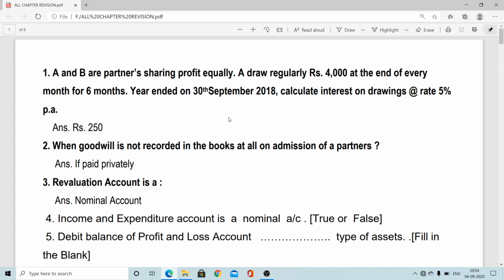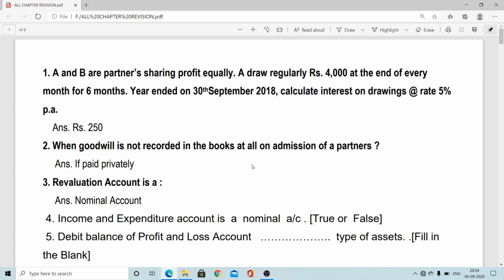But if it is not a full year, you must apply the formula using x, or another way: first drawing plus last drawing divided by 2. That way also you can find out, whichever is easy can be adopted. So in this case the time is 6 minus 1, that is 5, divided by 2, that is 2.5 months. Therefore interest on drawing will be 4,000 into 6, 24,000, rate 5%, so 5 by 100. Now time is 2.5 months divided by 12 months. If you calculate this figure, 250 will be the answer.